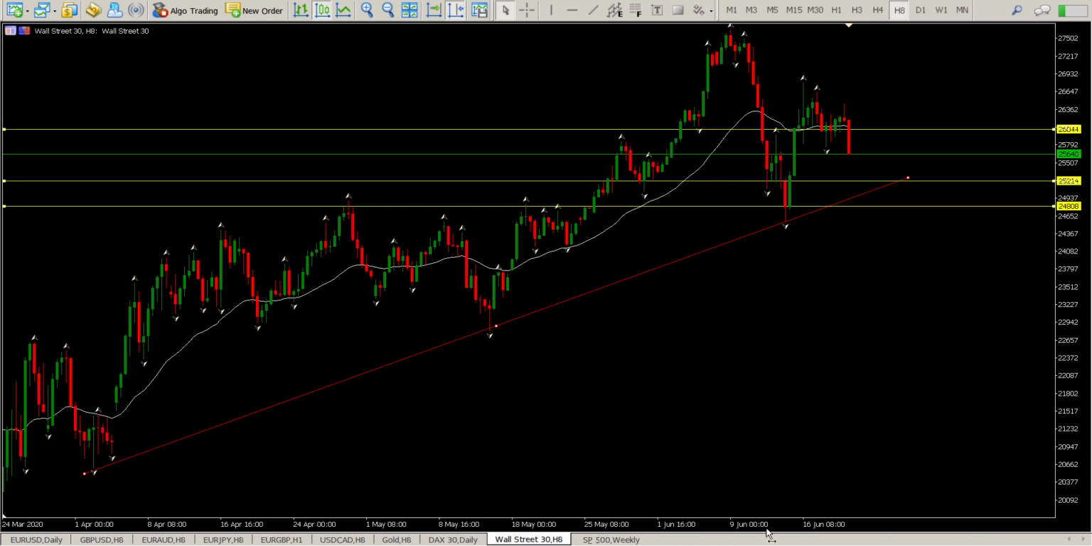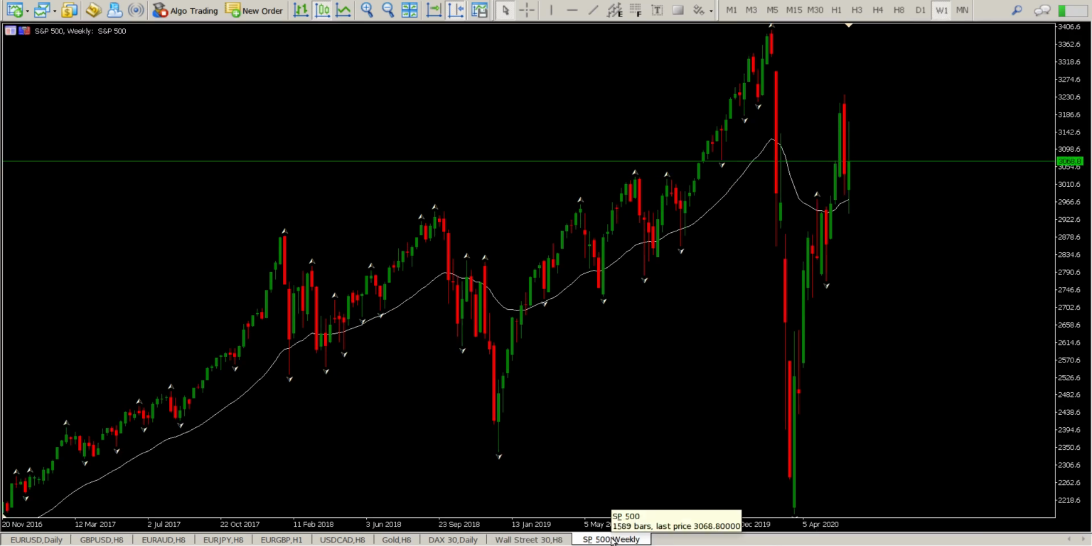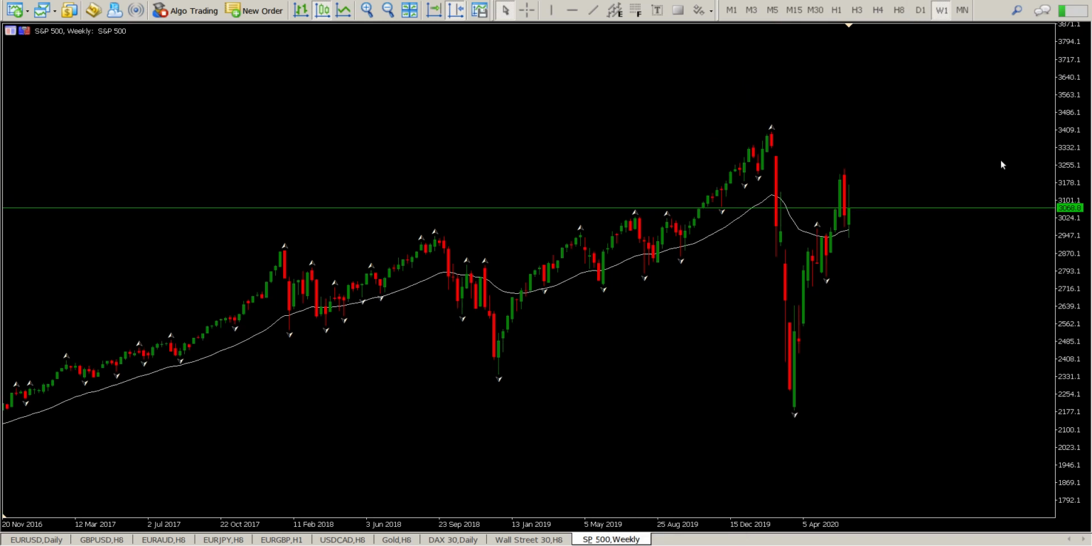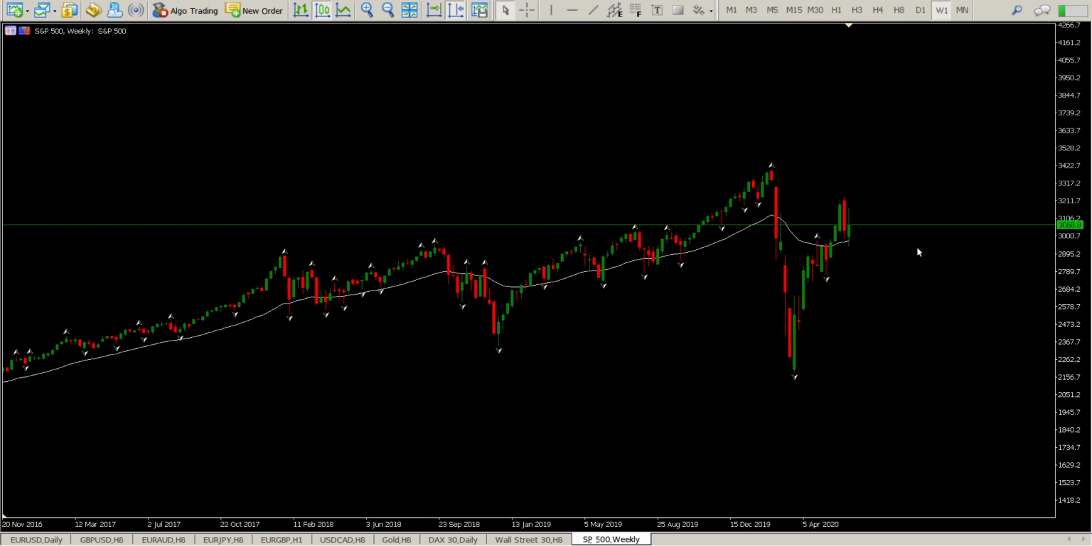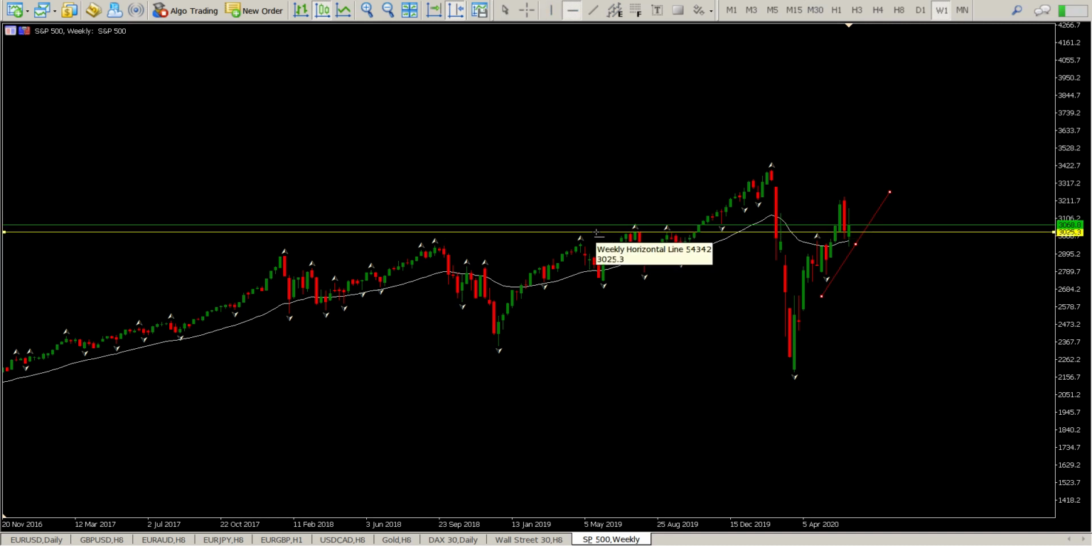And lastly, we're going to have a look at the S&P 500. So S&P 500, pretty much a very similar picture to what we see on the Dow, except a bit clearer. You can see we've had a proper close into the week. There's not quite a piercing pattern. The close would have had to be higher for a piercing pattern on the weekly chart, but nevertheless, trend is up. Okay, we have closed above this level of resistance.